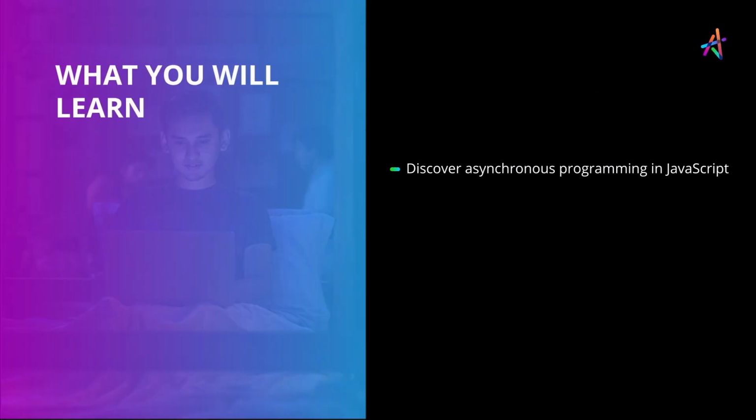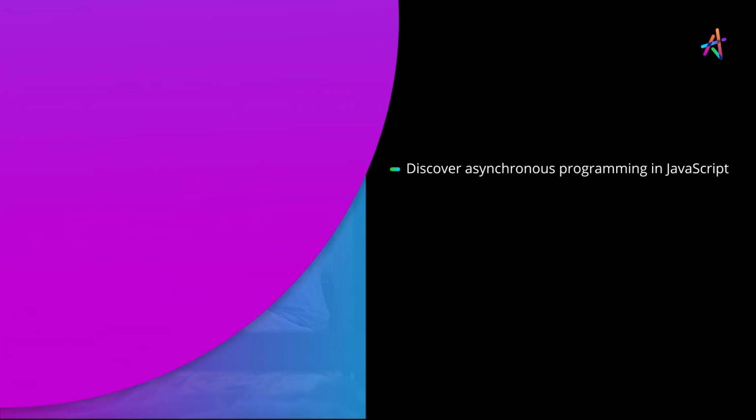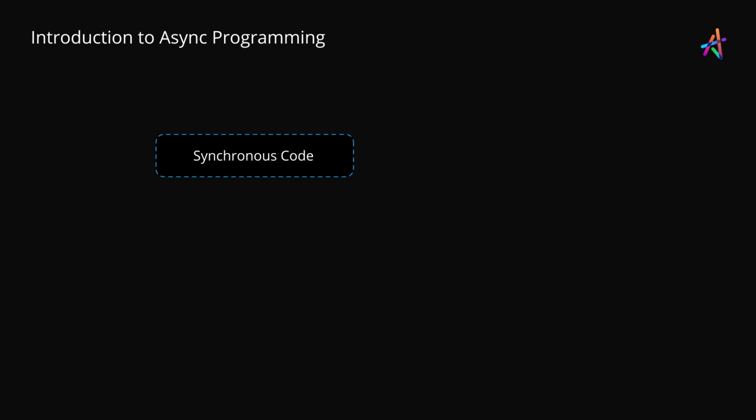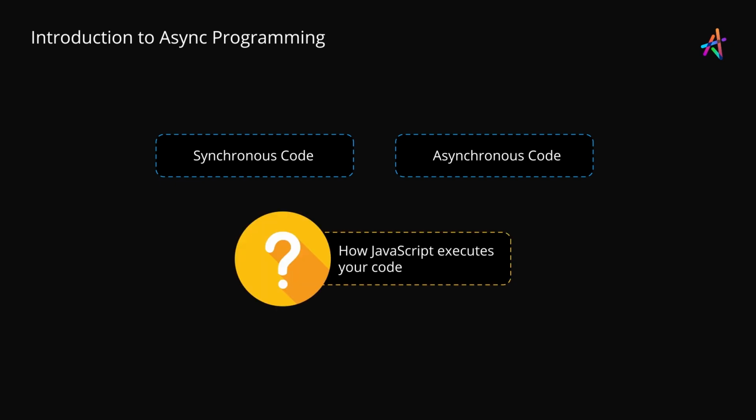In this video, let's talk about asynchronous programming in JavaScript by first understanding how JavaScript executes code and the role of the event loop, among other things. So let's begin. To understand what synchronous and asynchronous code means, it is important to step back a bit and dig into how JavaScript actually executes your code.